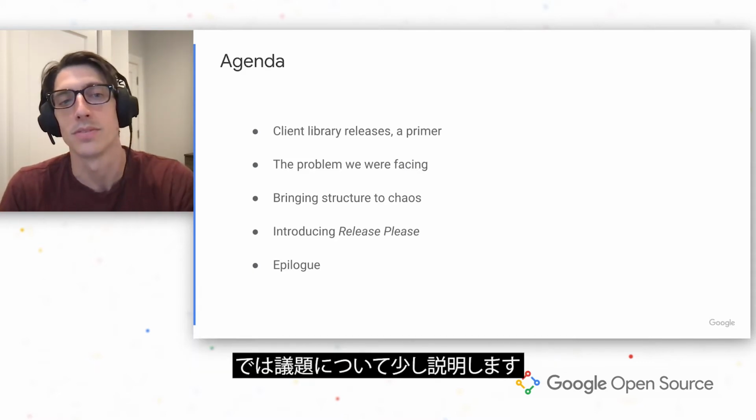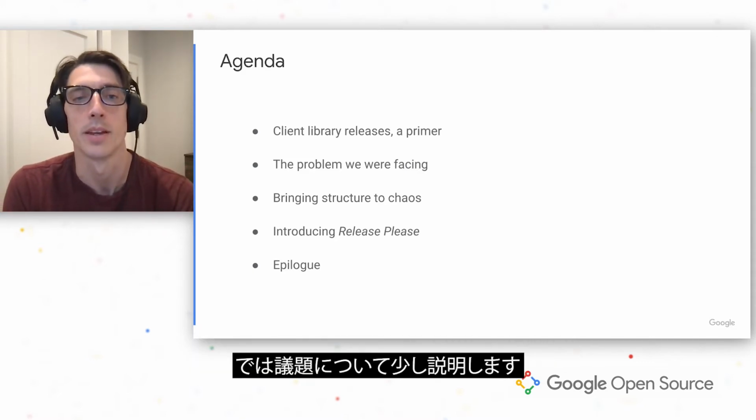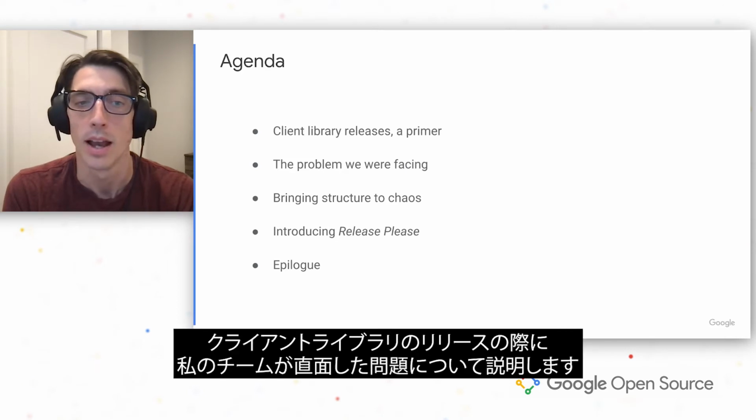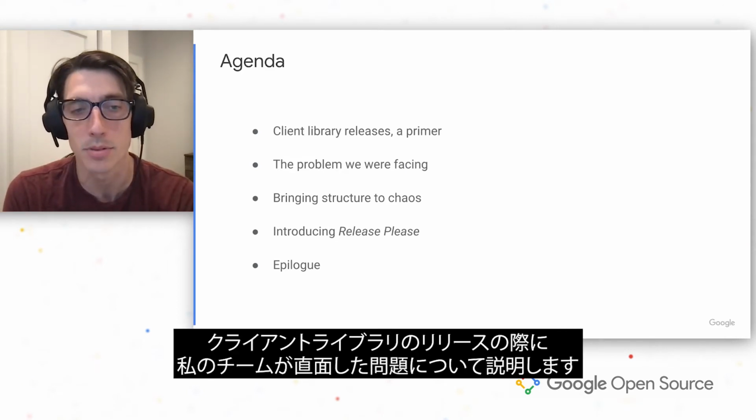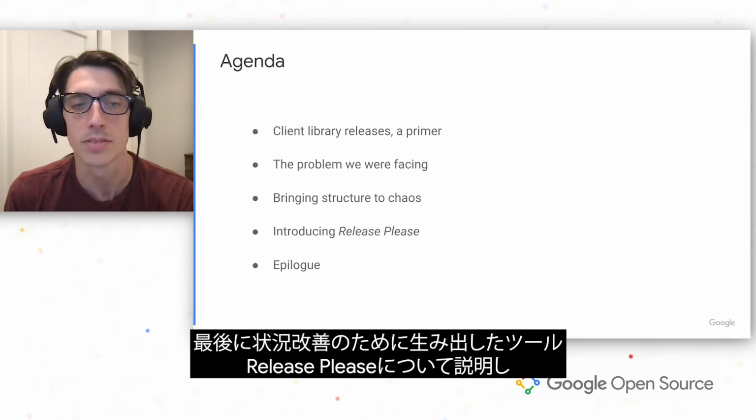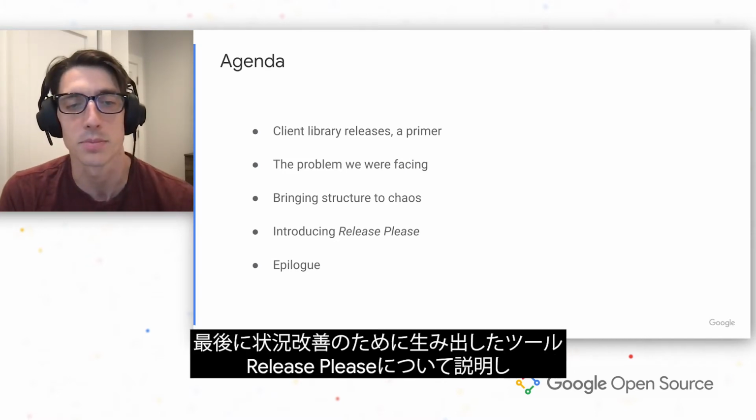To give you a little bit of an idea of what the agenda will look like, I'm going to talk first about client library releases in general, a bit of a primer. I'm going to talk about the problem my own team was facing around releasing our client libraries. I'm going to talk about how we brought structure to a little bit of the chaos our team was facing. And finally, I'm going to introduce the tool we built to help with this process, Release Please, and kind of summarize the talk.